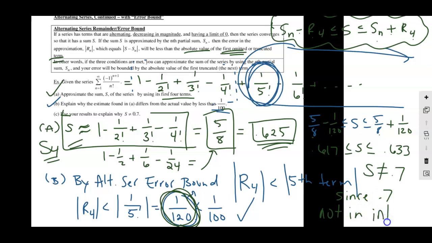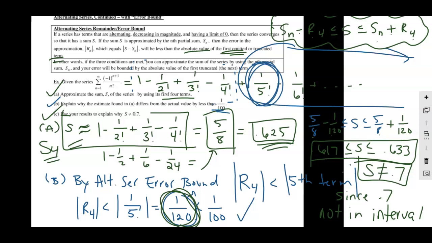0.7 is not in there, so therefore your infinite summation cannot be 0.7. I take my approximation and assume the worst case scenario. I add in the max error and I subtract the max error. That gives you your wiggle room. That tells you where that real thing has to lie. And since 0.7 is not in that interval, we know the infinite summation could not be 0.7.